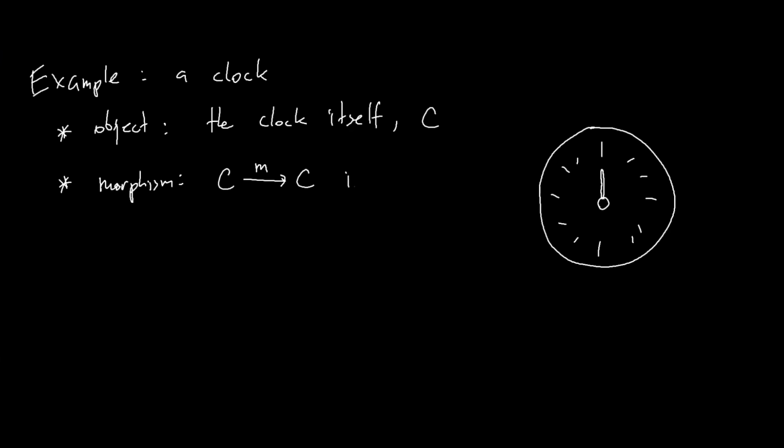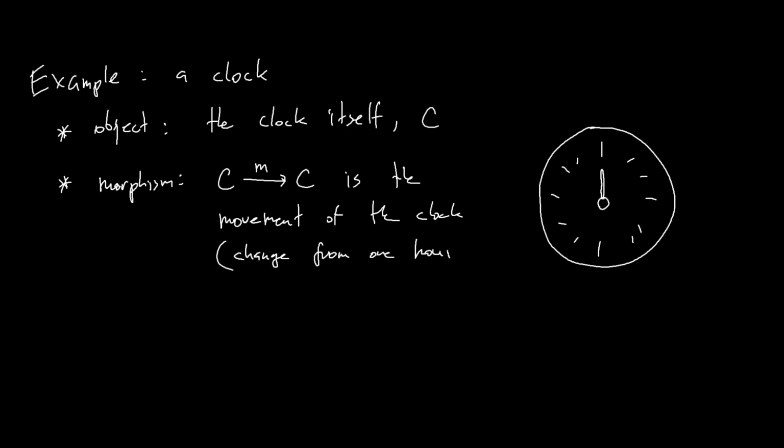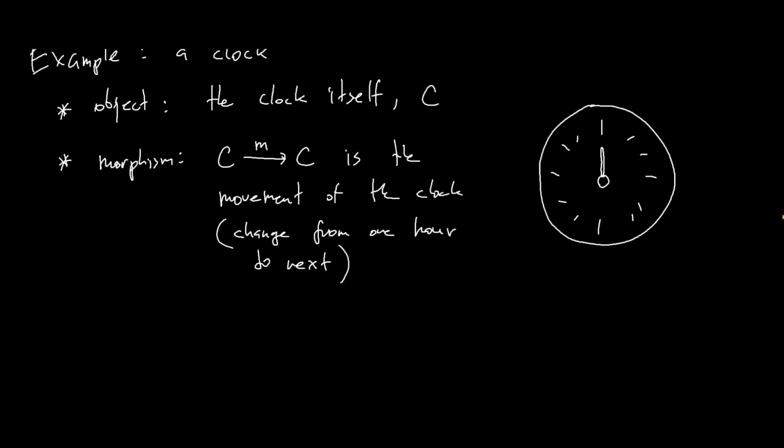It is the movement of the clock. Change from 1 hour to the next. And perhaps that's all we need. We don't want maybe any other morphisms. Let's just keep that as a single morphism. So we wanted a simple example. So we just have a single object, a single morphism.